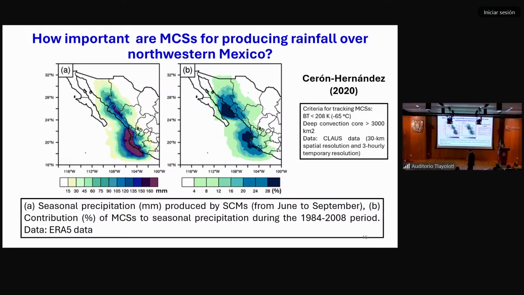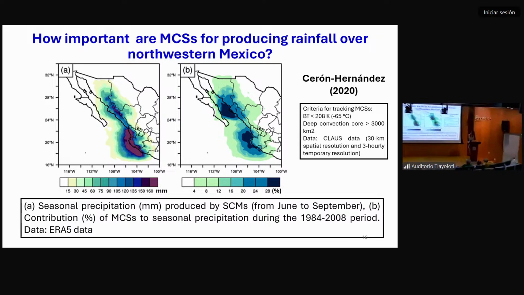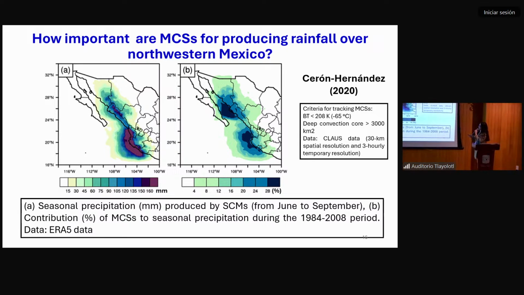Thank you. So this is a great result from this thesis, because you can see that the mesoscale convective systems contribute mainly to precipitation over the Sonora and Sinaloa states, and over Nayarit and Jalisco.